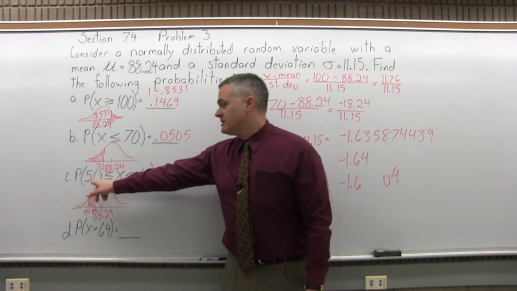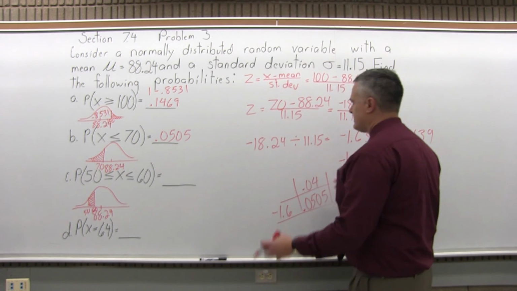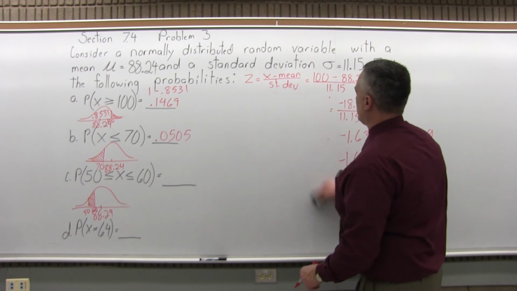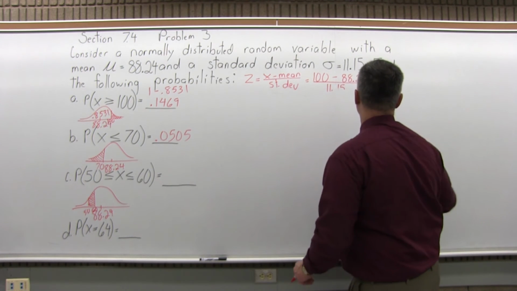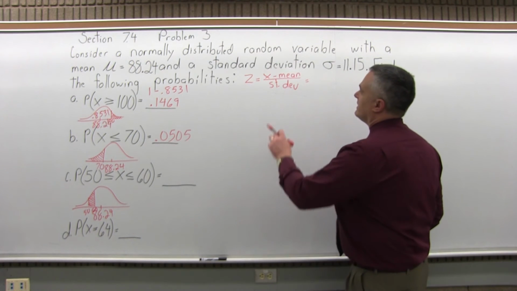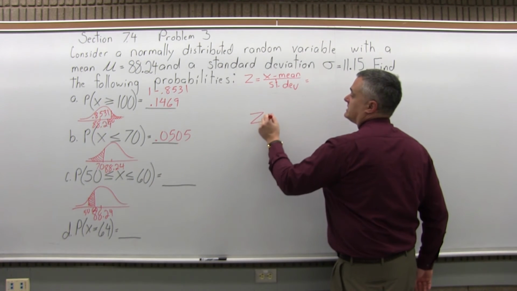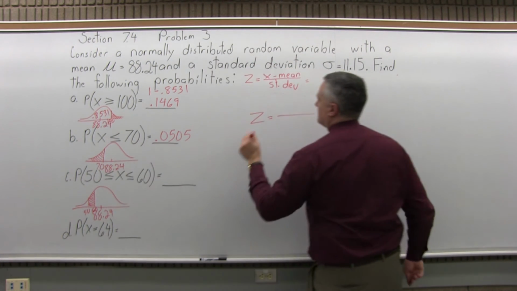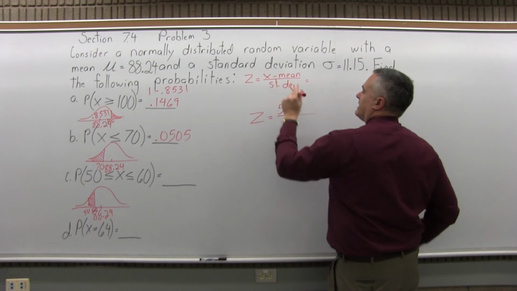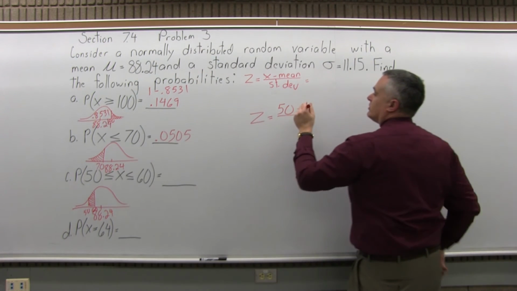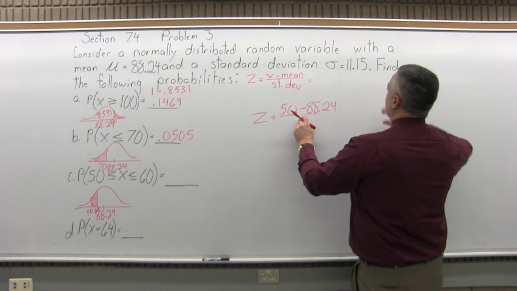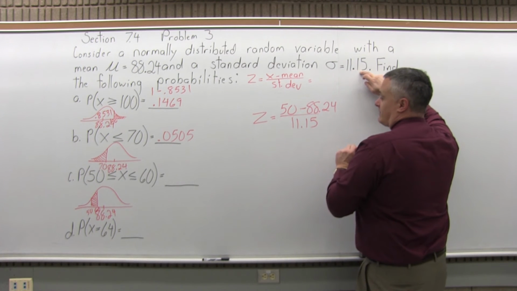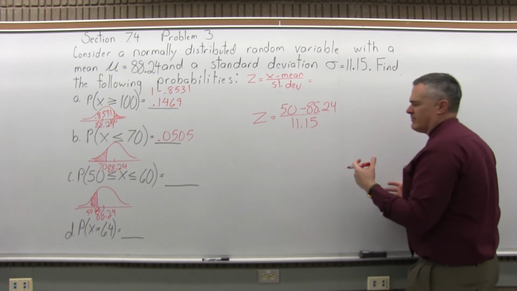Let's find the z-score for 50. And again, instead of writing too small or going all over the board, what I'm going to do is just make some room right next to where I'm working. I'll leave the z-score formula because I'll need it. So z equals x, the number that I need to convert, 50, minus the mean, 88.24. And we have the standard deviation in the denominator, 11.15.